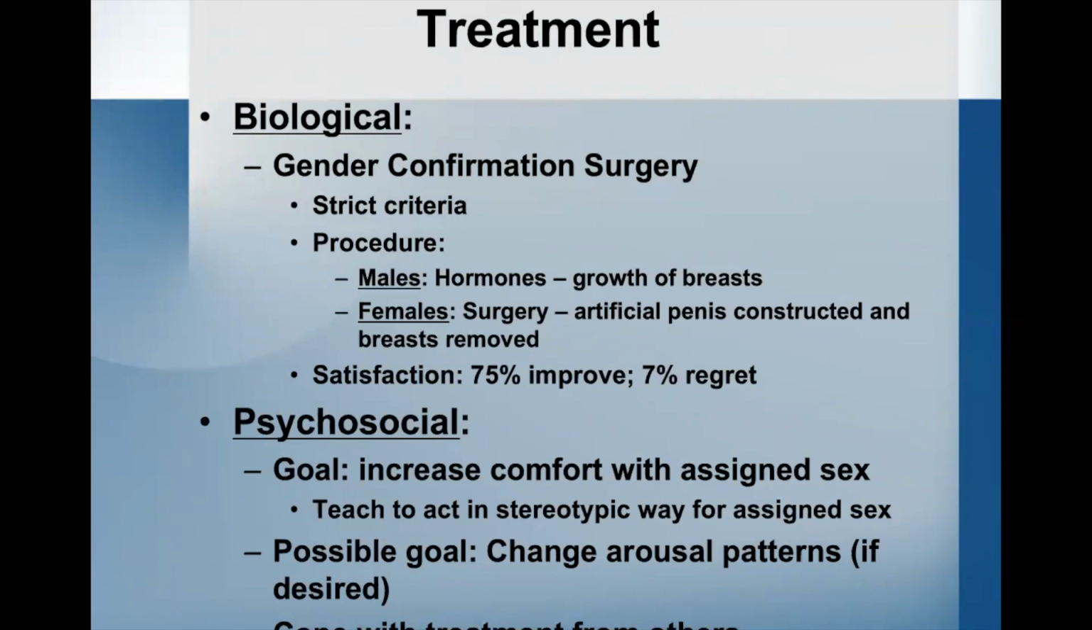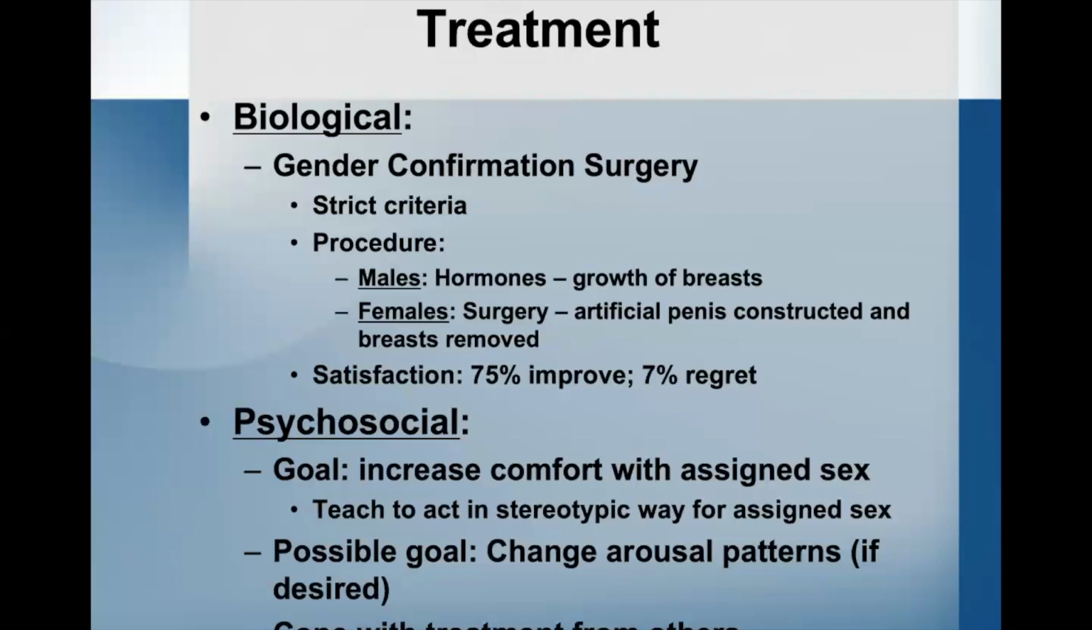Psychosocially, the goals for treatment are really going to vary according to what that individual wants. So some of the treatment may be helping the individual feel more comfortable in their assigned sex. If they do not, for whatever reason, want to pursue gender confirmation surgery or any of these procedures, they want to be comfortable in their assigned sex, there may be treatment helping them to develop that comfort. They could have a possible secondary goal of trying to change arousal patterns if they're desired, so trying to generate more masculine sexual fantasies as an example.